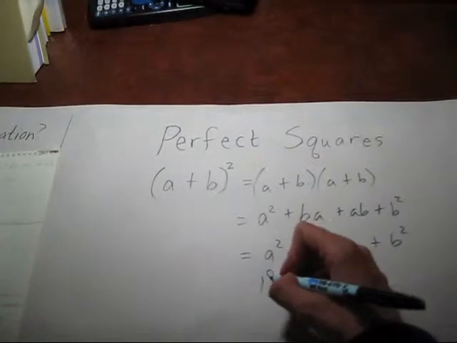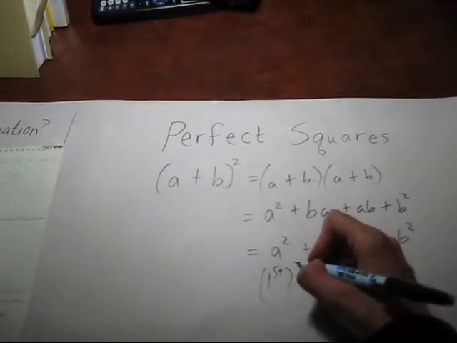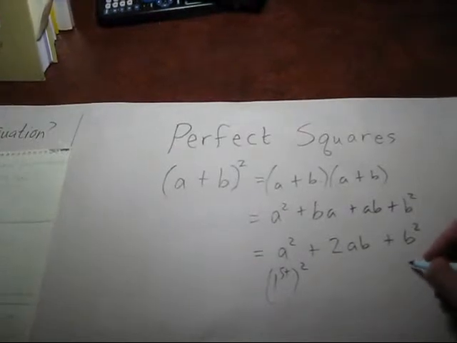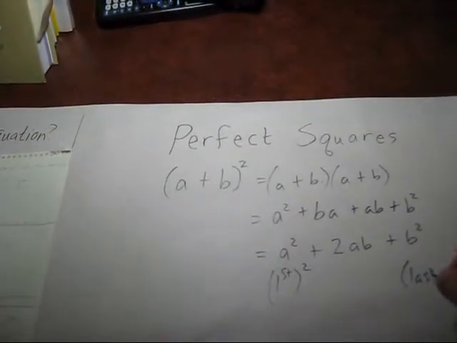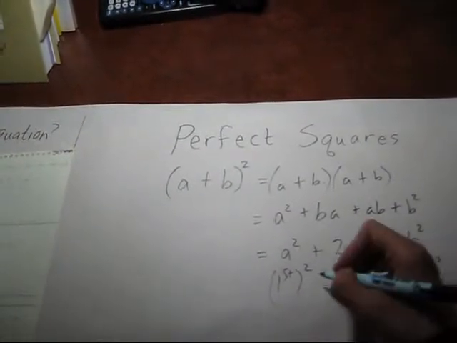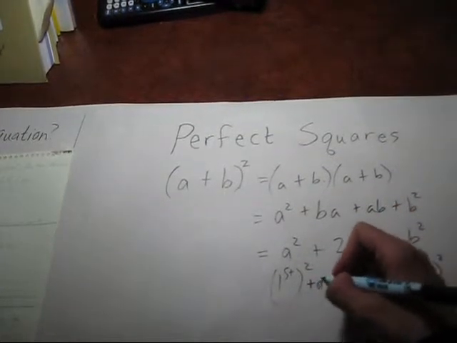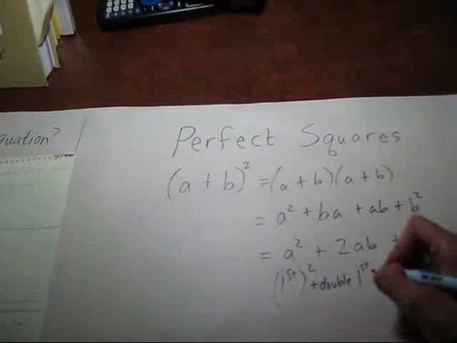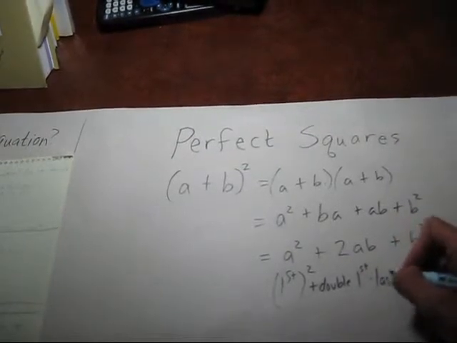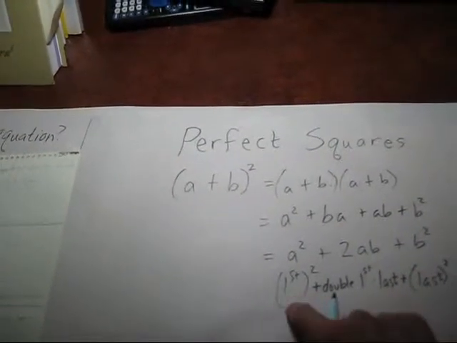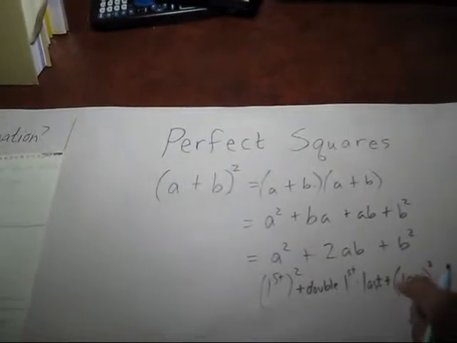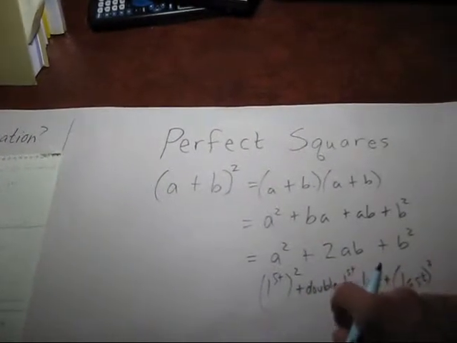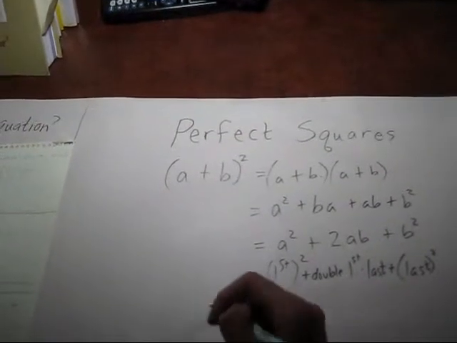So notice we have the first squared. Here's our first, the a. Our last squared. And this is double the first times the last. So if you see something that looks like that, it might be a perfect square. Well, it will be if it follows it exactly, but keep your eye open for that.